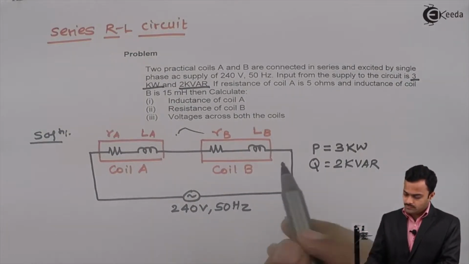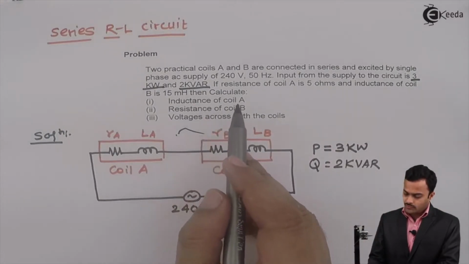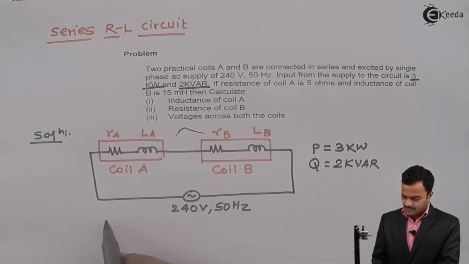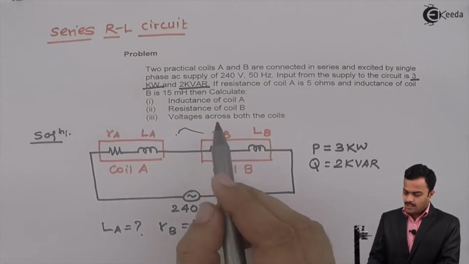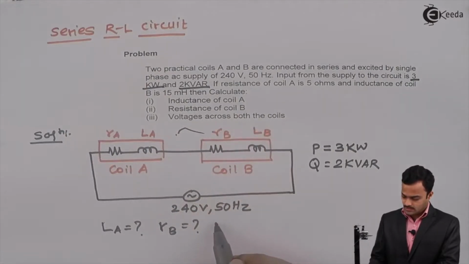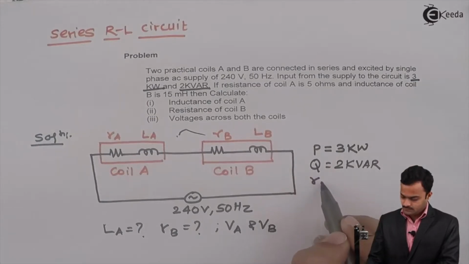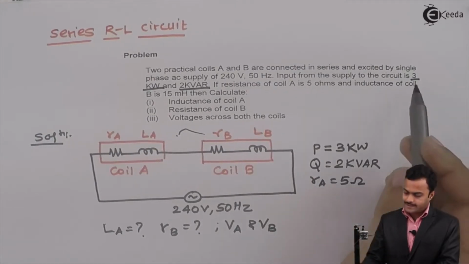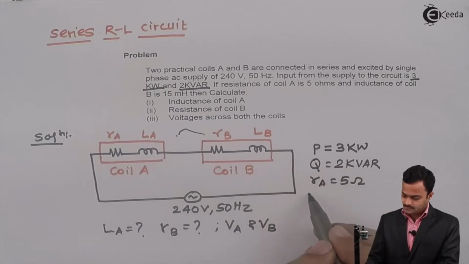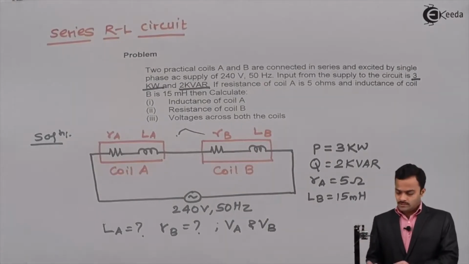What you have to find out? Inductance of coil A, so La. Resistance of coil B, Rb. And voltages across both the coils, so it's Va and Vb. If resistance of coil A is 5 ohm and inductance of coil B is 15 millihenry. So let's solve.